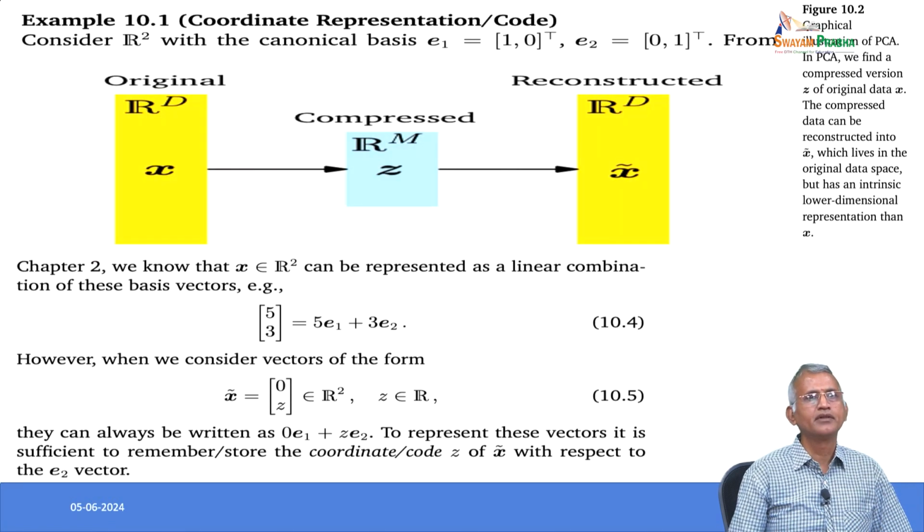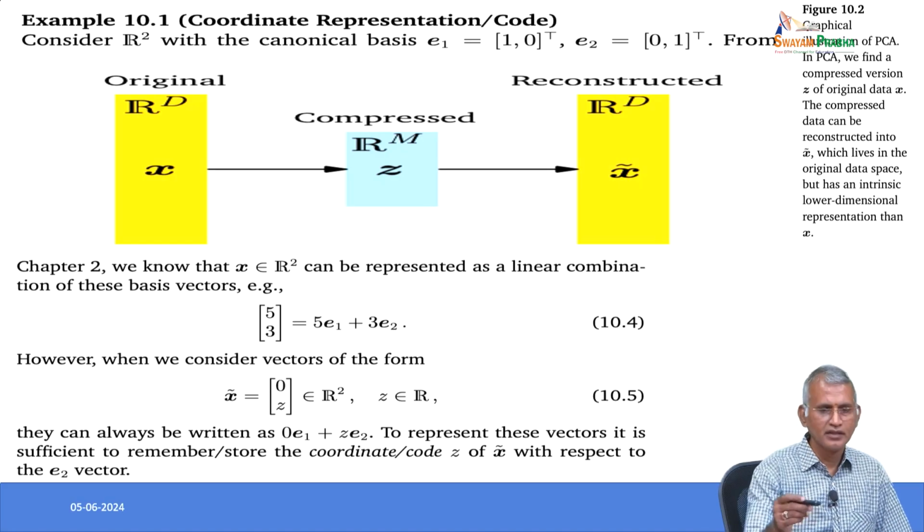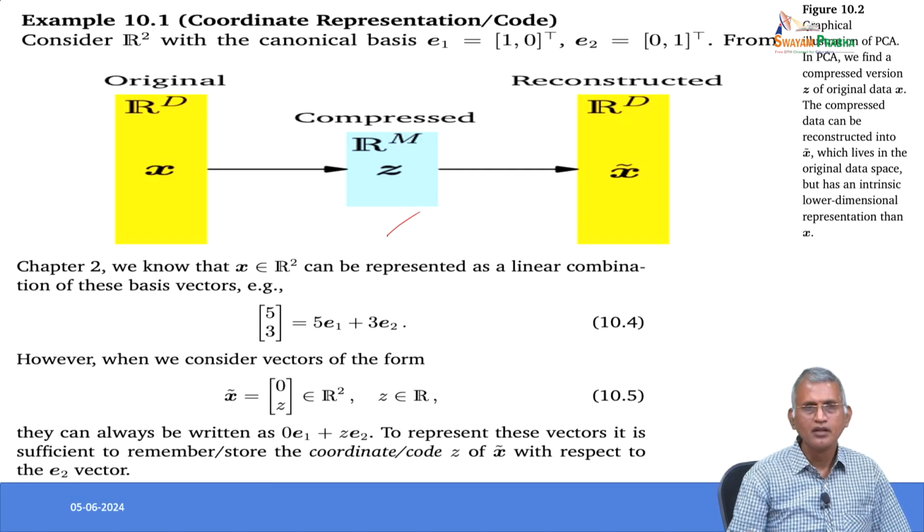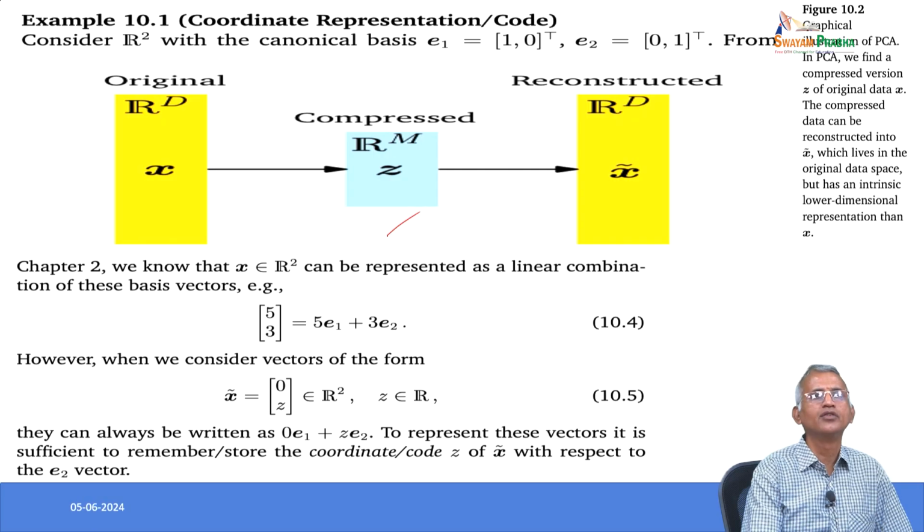So, this is the map. Originally the R^D x domain is given, compressed to R^M of z, and reconstructed as x̃. R^2 is a 2 dimensional vector space with the canonical basis e_1 equal to (1, 0) and e_2 equal to (0, 1) as the two basis vectors, and from the domain we have to generate with a linear combination of e_1 and e_2.